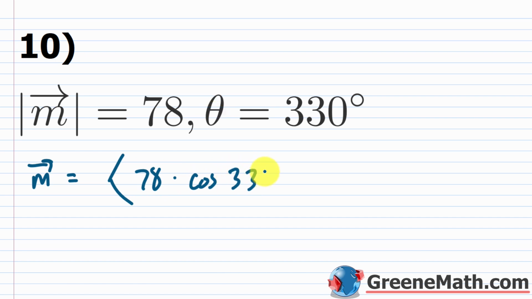So that's 330 degrees. Now, when we think about the cosine of 330 degrees, again, this is going to have a 30-degree reference angle. So the cosine of 30 degrees is square root of 3 over 2, right? Now, we're in quadrant 4, so this is still going to be positive. So this is just the square root of 3 over 2. Now, 78 divided by 2, that's going to be 39. So this would be 39 times the square root of 3.